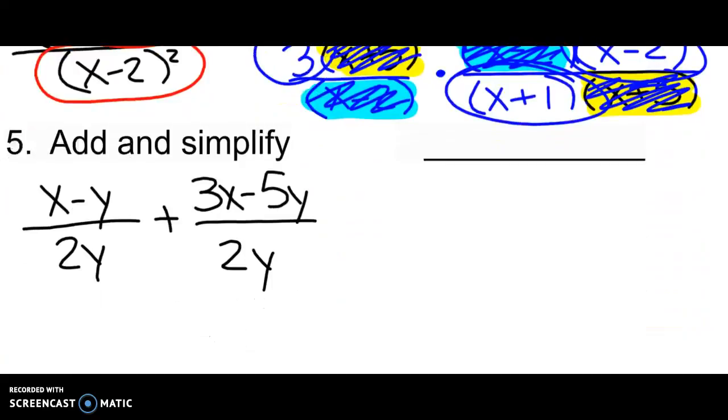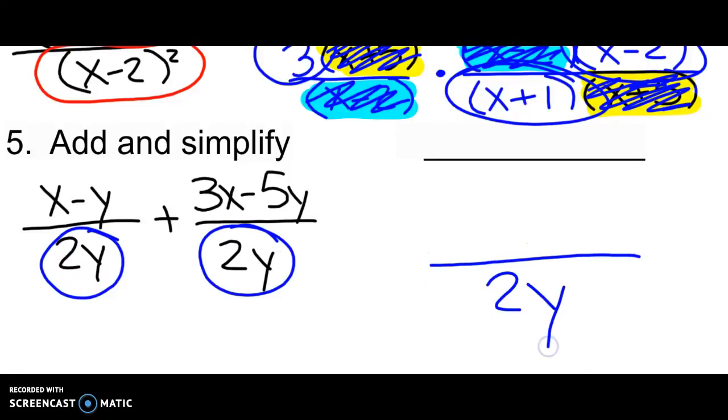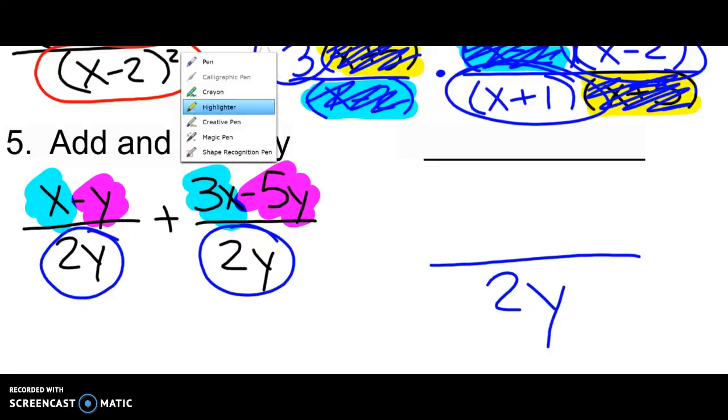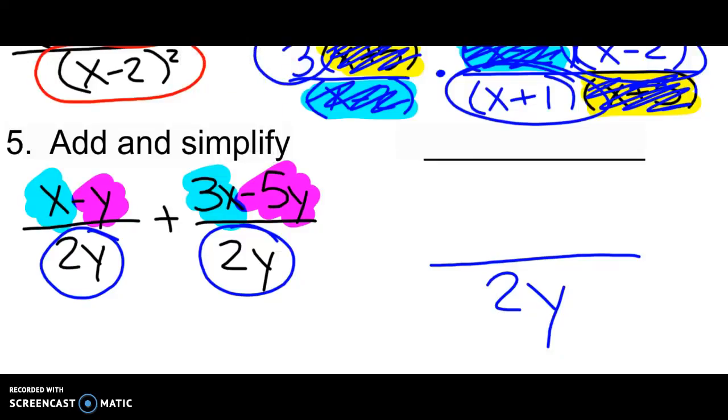All right, one last one, adding and simplifying. So the denominators are the same, so we just keep these the same. I'm going to write my denominator, 2y. Don't add them together and get a 4y. And then let's highlight the terms on top that we would combine. We've got an x and we've got a 3x, and it looks like we've got a negative y and a negative 5y. So let's combine our terms. So x plus 3x is 4x, and then negative y minus 5y is negative 6y.